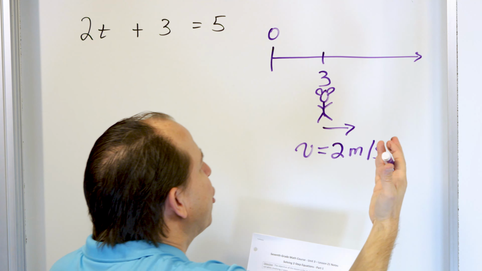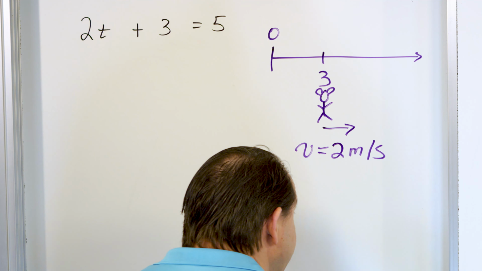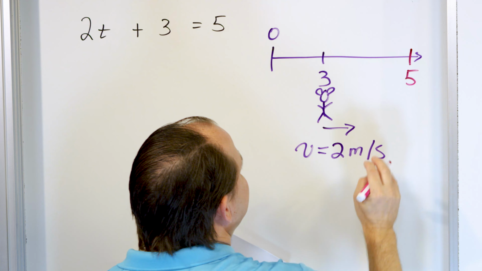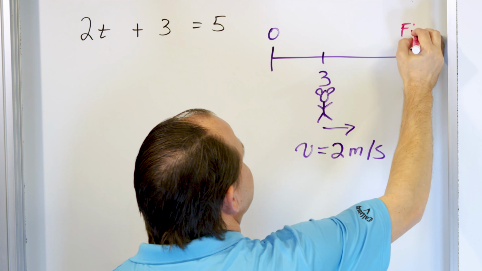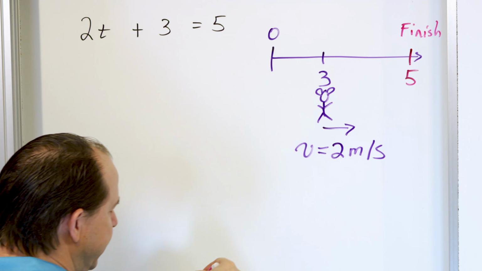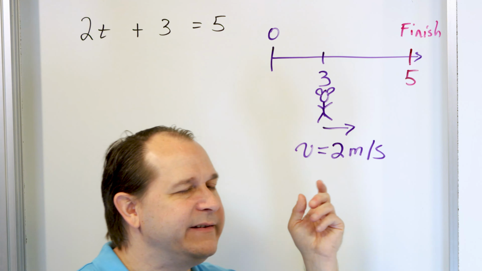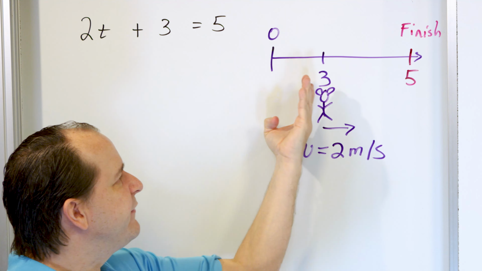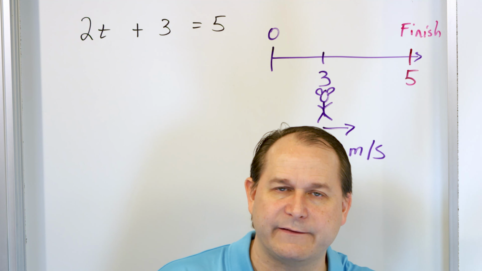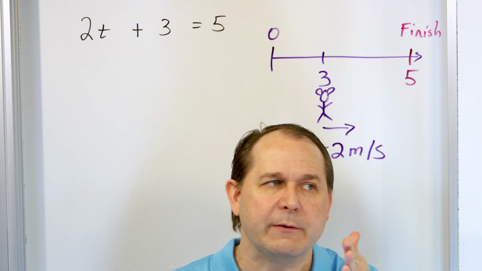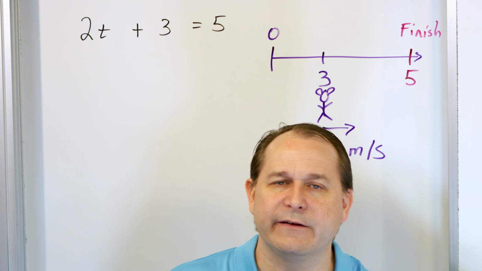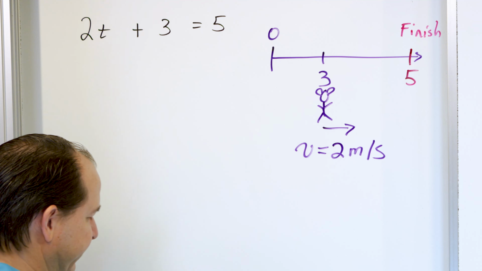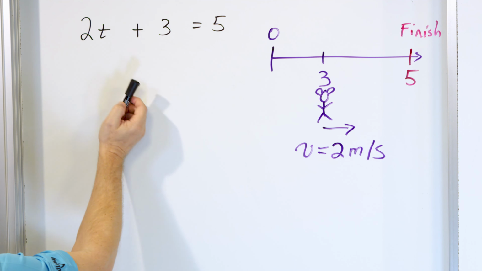And he runs for so many seconds. I don't know how many seconds. It's t seconds. But he stops way down here at the 5 meter mark. This is the finish line. So my question to you is, how many seconds did he run for? That's the question. So he doesn't start at 0. He starts at 3 meters past the starting line. He runs for some number of seconds, and then he gets to the finish line, which is 5 meters away from his starting position. So this equation is what governs that.